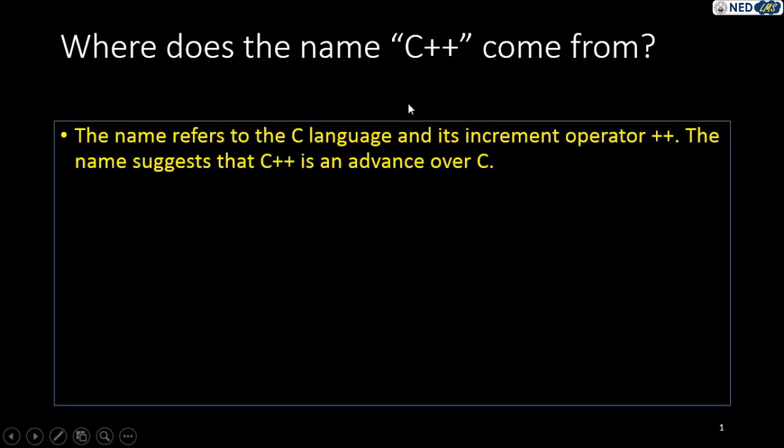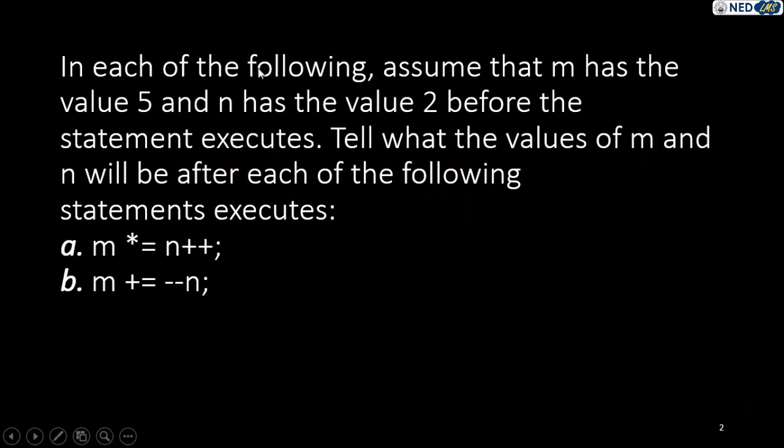Obviously, C was the original language, and C++ is an advancement over C because it contains object-oriented features and the standard template library, which is very useful. Next question: in each of the following, assume m has the value of 5 and n has the value of 2, and before each statement executes, tell what the values of m and n are after each of the following statements.